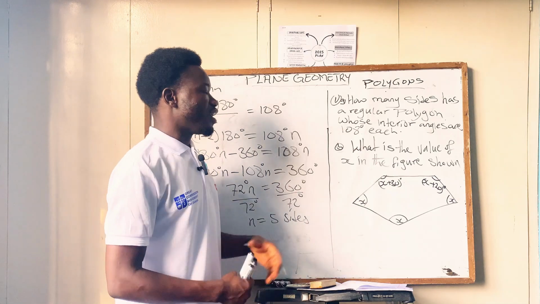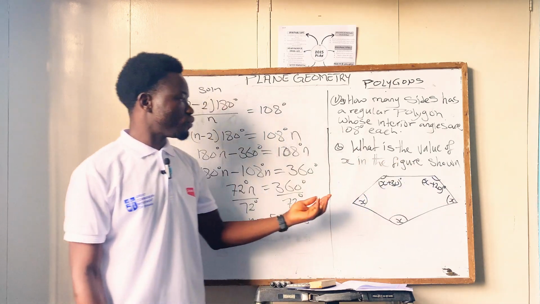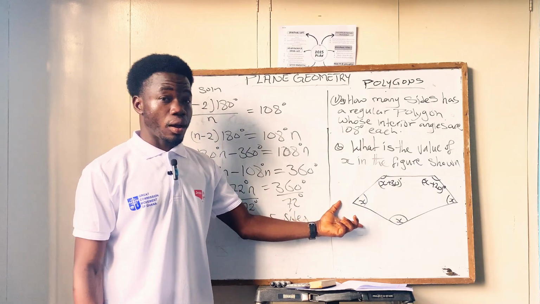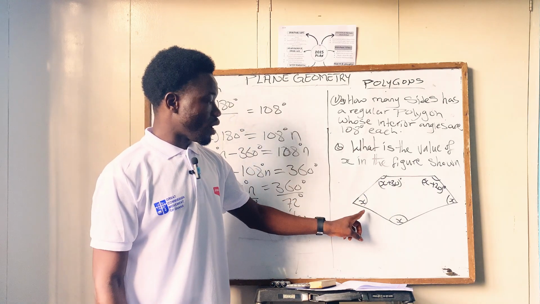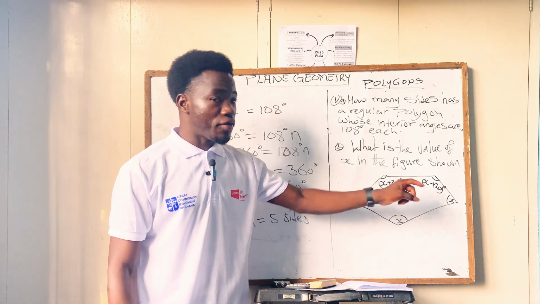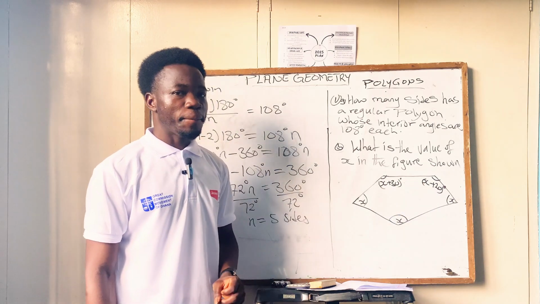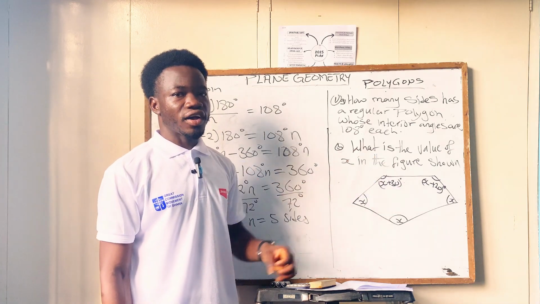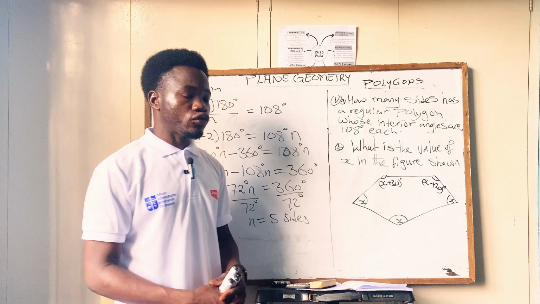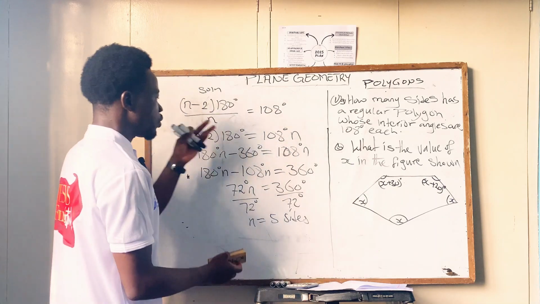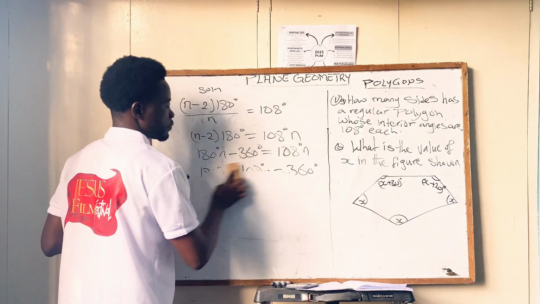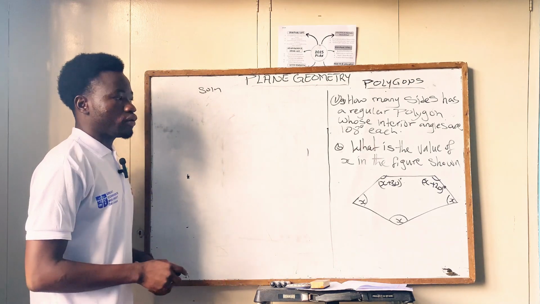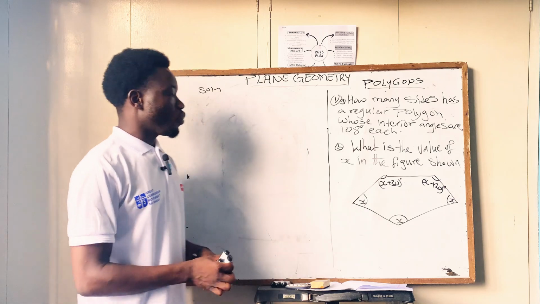The next question states: what is the value of x in the figure shown? So here we have an irregular polygon with how many sides? 1, 2, 3, 4, 5. 5 sides, and with 5 interior angles. So first of all, you will need to know the sum of all the interior angles, so that you can be able to solve this question. So I'm going to take this off, then we'll solve it. So from there, we can find it.